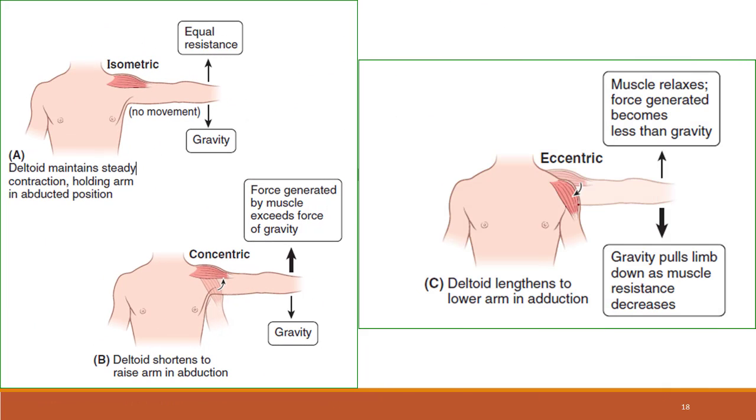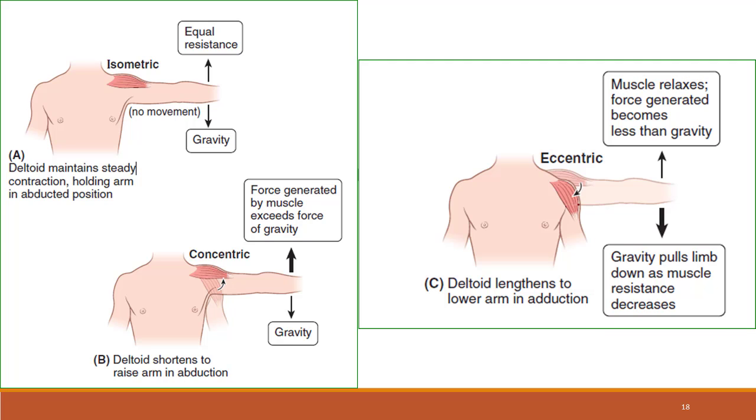In this diagram, it's explained why the length is not changed in isometric contraction. In isometric contraction, length is not changed because the resistance and the gravity are in balance, so no change occurs. While in concentric contraction, the force is more and the gravity is less, hence the muscle shortens. While in eccentric contraction, gravity is more and the muscle force is less, hence the lengthening of the muscle occurs. That was all about the contraction of skeletal muscle.